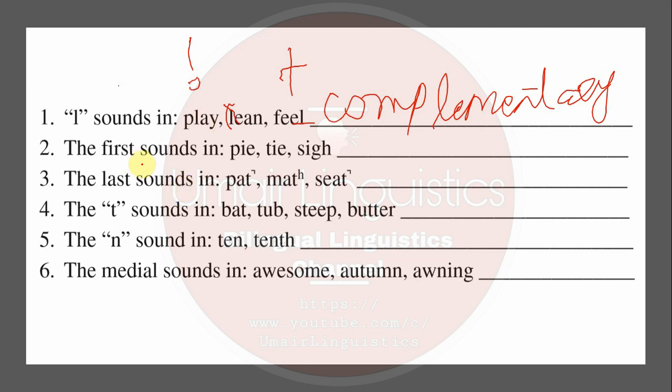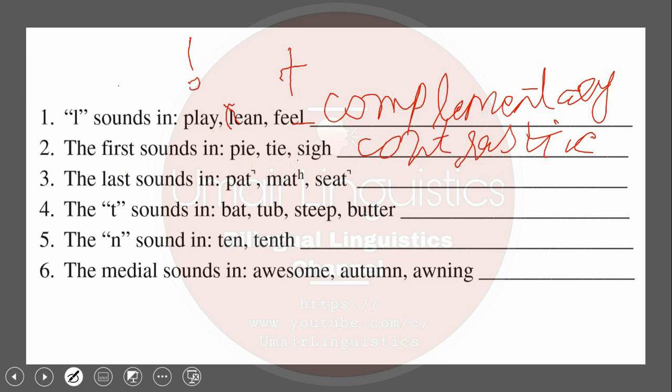In the second example, the first sounds in pi, thai, psi. We can notice the first sounds in all these words, s, th, and p, are different from each other, and they change the meaning as well. Therefore they are contrastive.